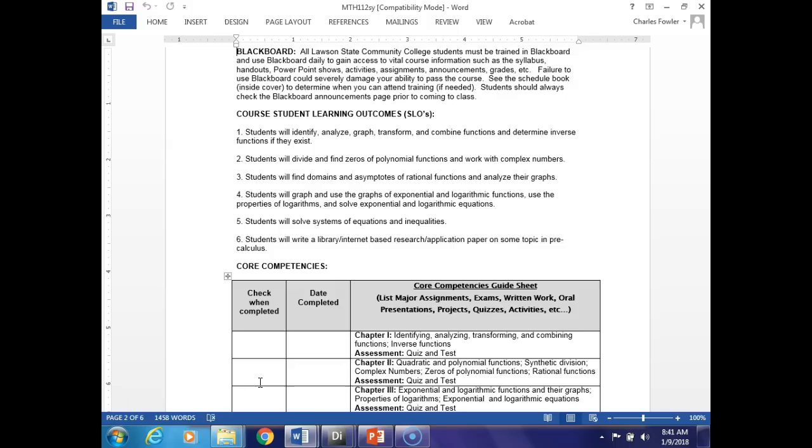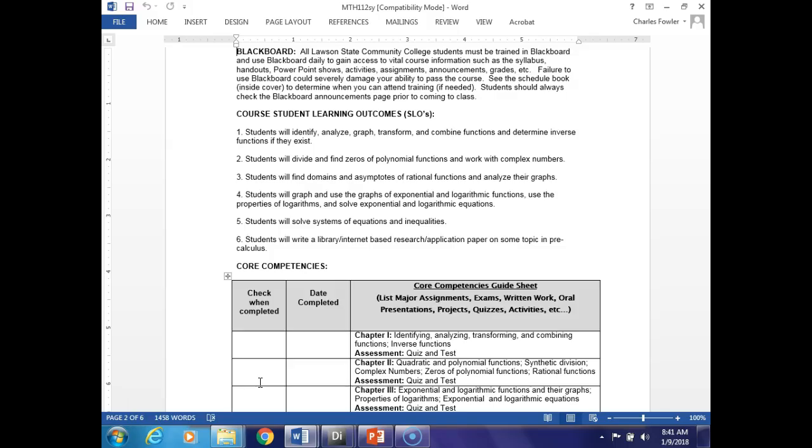And then this one, I can't believe it. See the schedule book. We haven't had a schedule book in years, and yet they will not let us change this, and they haven't changed it. Inside cover of something that doesn't exist. If you need help with Blackboard, see me. I'm not the best person. I'll find someone who is. But if it's a simple question, I can probably answer it.